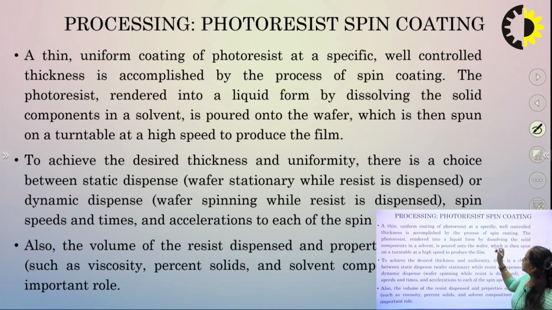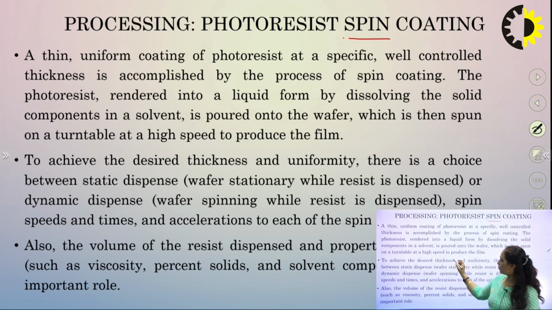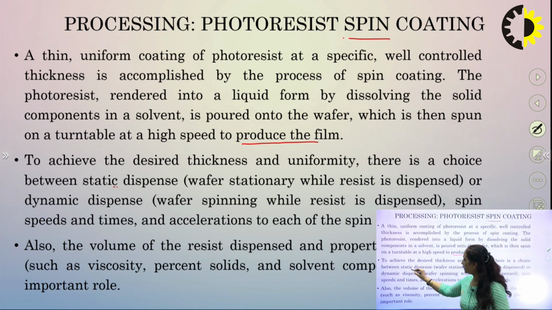The next processing step is photoresist spin coating. A very thin, uniform coating of photoresist at a specific, well controlled thickness is accomplished by the process of spin coating. The photoresist is in the form of a liquid. If it is not in the form of a liquid, it is converted into liquid and poured over the wafer, and then it is spun at a very high speed to have a very uniform layer throughout the wafer.